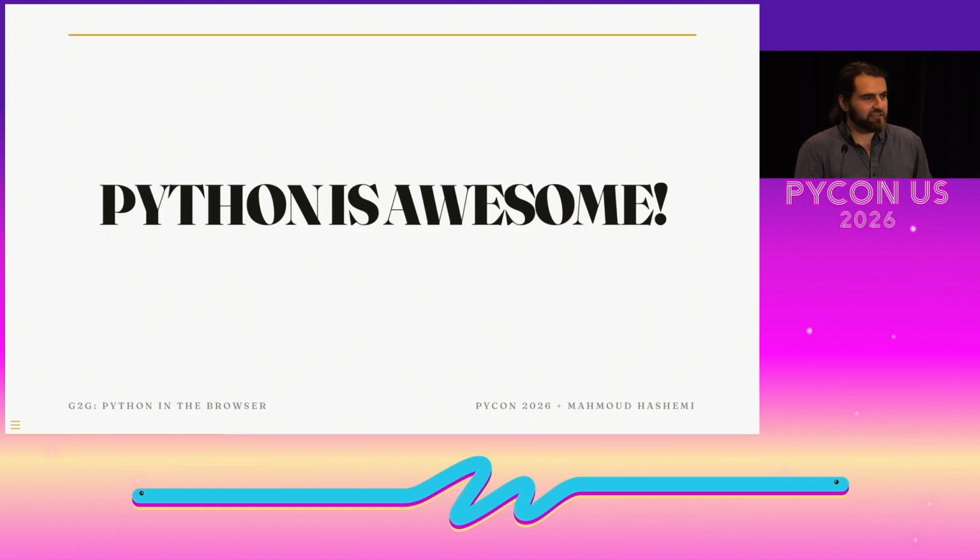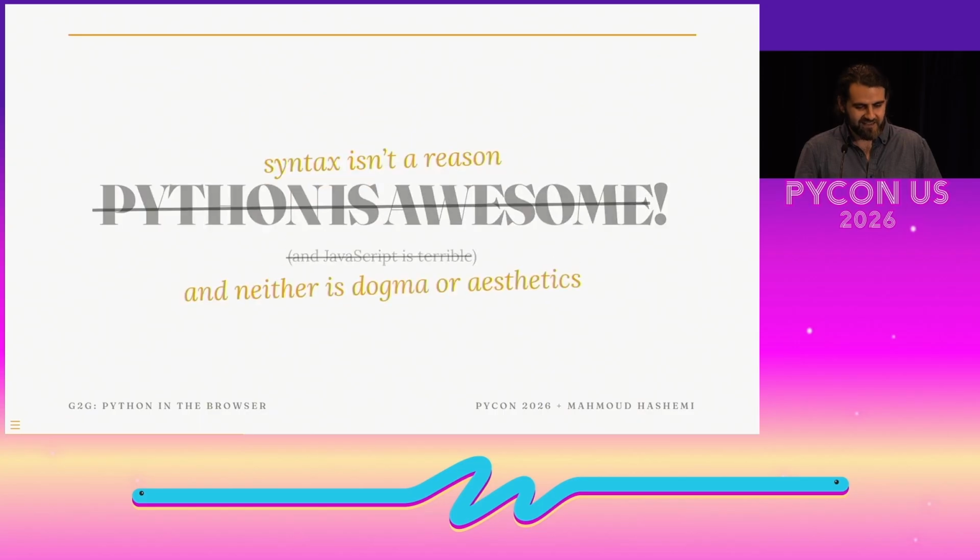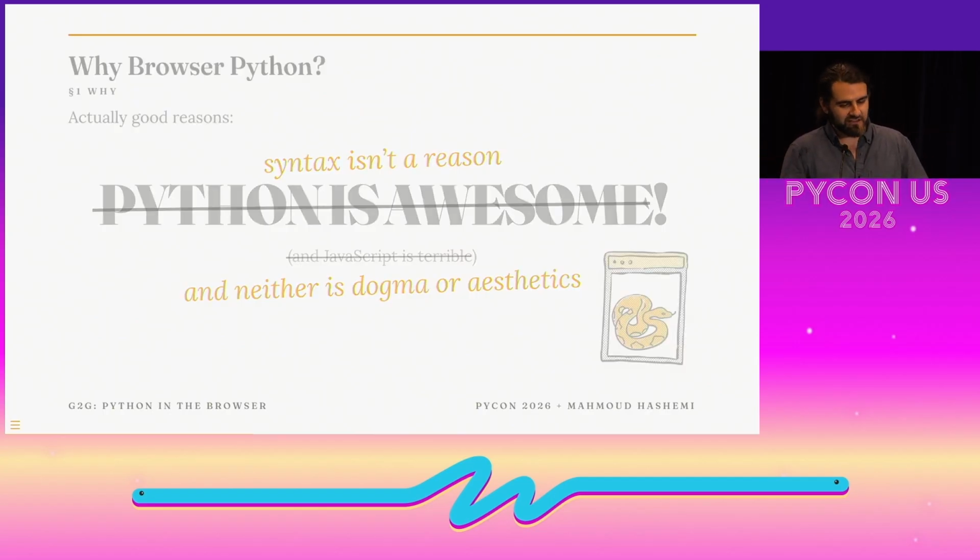Obviously, if you're talking to 2011 me, 2010 me, the answer is because Python is awesome. And of course, JavaScript is terrible, right? Show of hands, anyone agree with this slide? Oh, wow, okay, everyone agrees with this slide. It's truth. But of course, these aren't good reasons, right? 2026 me knows that syntax isn't a good reason, and neither is dogma or aesthetics. Yeah, JavaScript is like a C-shaped Lisp, and Python is just better, but that's not why we choose technologies.